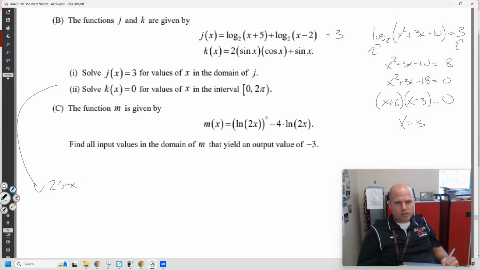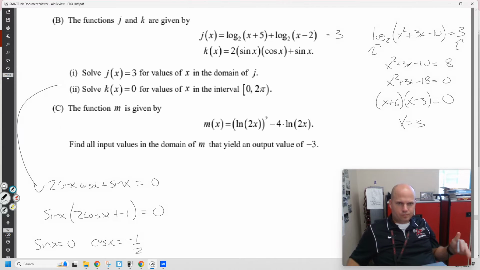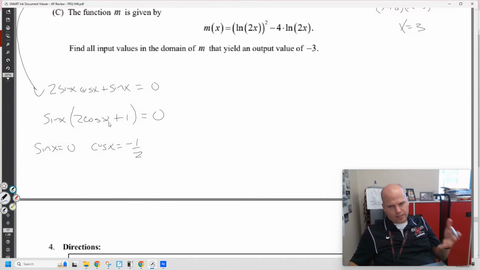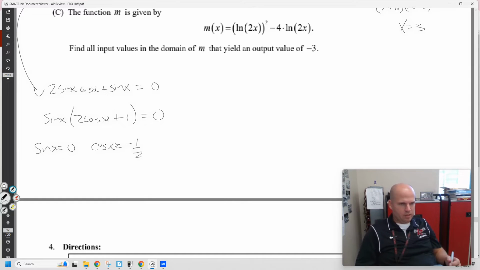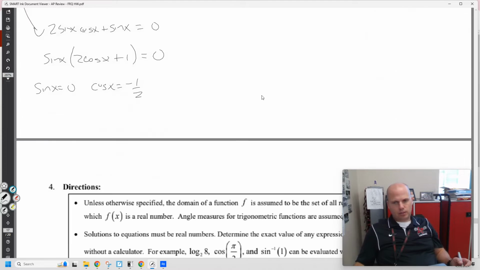2 sine x cos x plus sine x equals 0. Factor out sine x. 2 cos x plus 1 equals 0. That's when sine x equals 0 or cos x equals negative a half. That's when 2 cos x plus 1 equals 0. You subtract 1 and divide by 2. What do we talk about? Including 0, not including 2 pi. So x equals 0 and pi, don't include 2 pi.